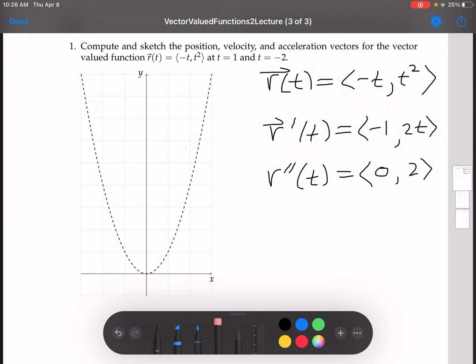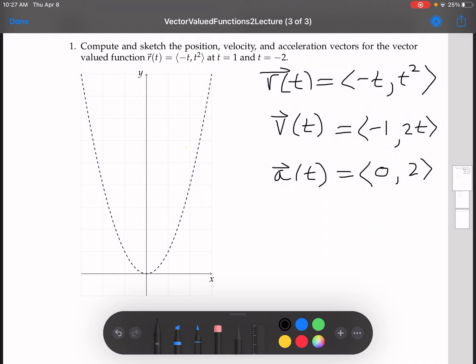Now, the first derivative of the position, that's the velocity. So this is the velocity. We can write this as v of t. This is the velocity vector-valued function. And the second derivative of the position, that's the acceleration. So we can write this as the acceleration vector-valued function, a of t.